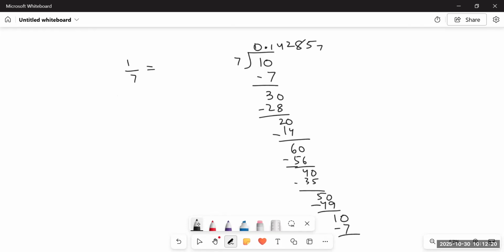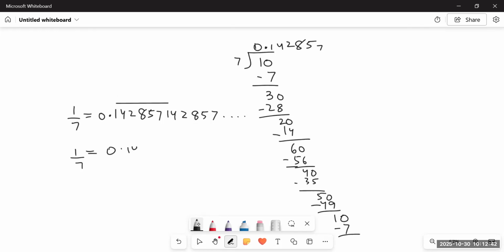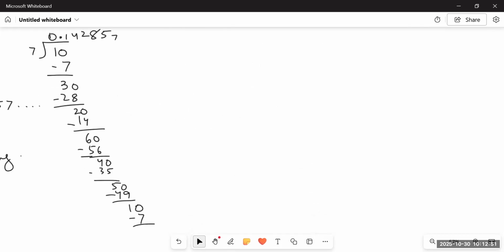So we can write 1 over 7 equals, you can check in a calculator as well, 0.142857, 142857, 142857, and so on. So these 6 digits are recurring. So it's a recurring decimal. It will not stop at any point. Now let's talk about 1 over 8.